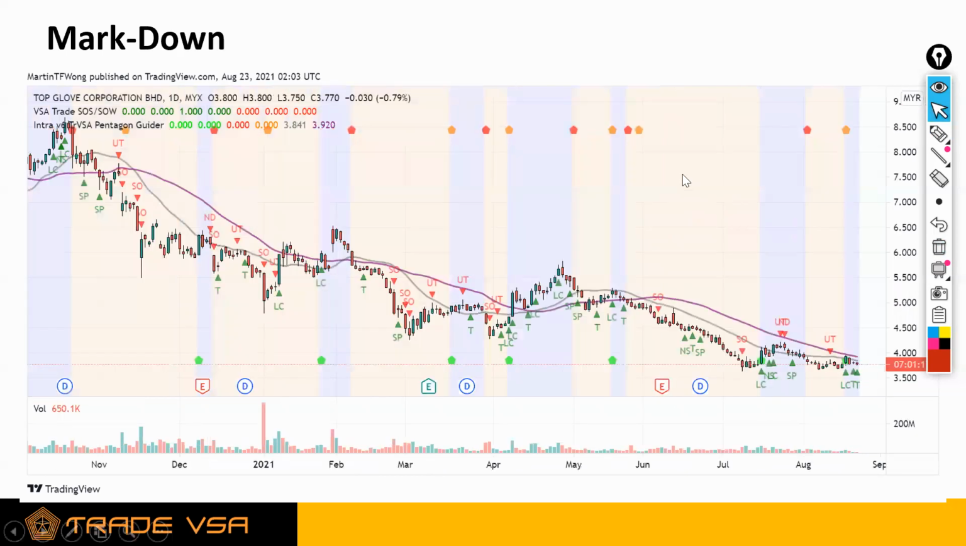Now this is Toglev. Again, look into the chart for 5 seconds.